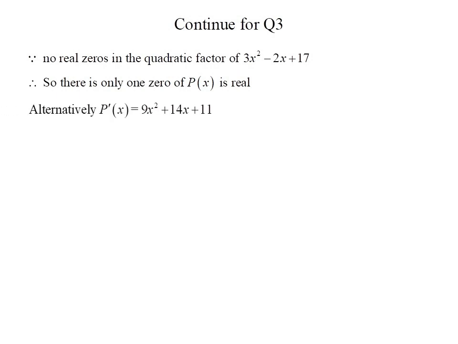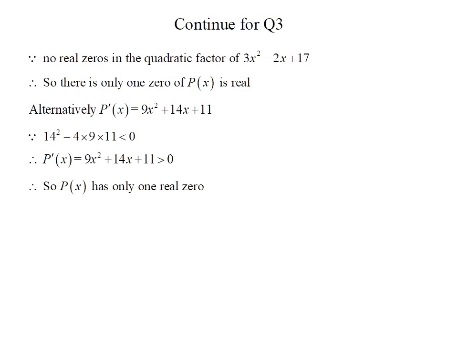However, the alternative approach is to differentiate the cubic polynomial, and it becomes p prime x equals 9x squared plus 14x plus 11. Since the discriminant of this differentiated function is also less than 0, the cubic polynomial function p(x) is an increasing function within its domain. So we can conclude that the cubic polynomial has only one intercept with the x-axis. Therefore, p(x) has only one real root.